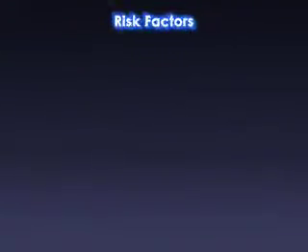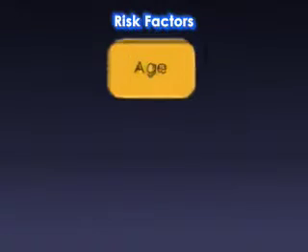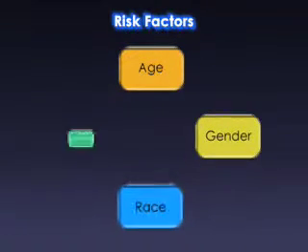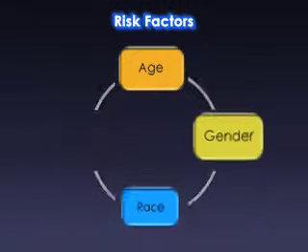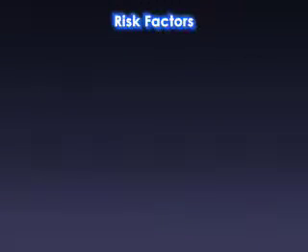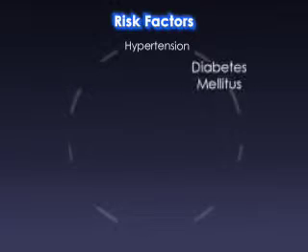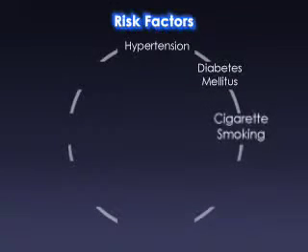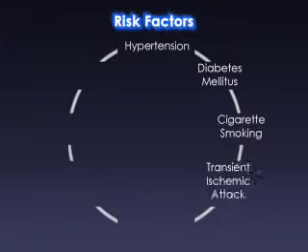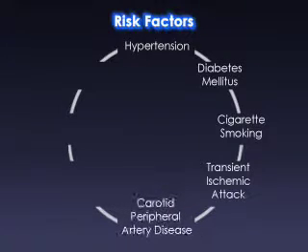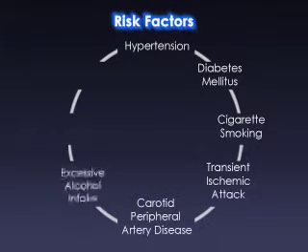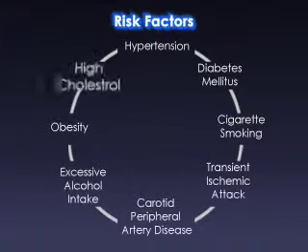There are a number of unmodifiable risk factors for a stroke, such as age, gender, race, and family history. Other risk factors include hypertension, diabetes mellitus, cigarette smoking, transient ischemic attack, carotid and peripheral artery disease, excessive alcohol intake, obesity, and high cholesterol.